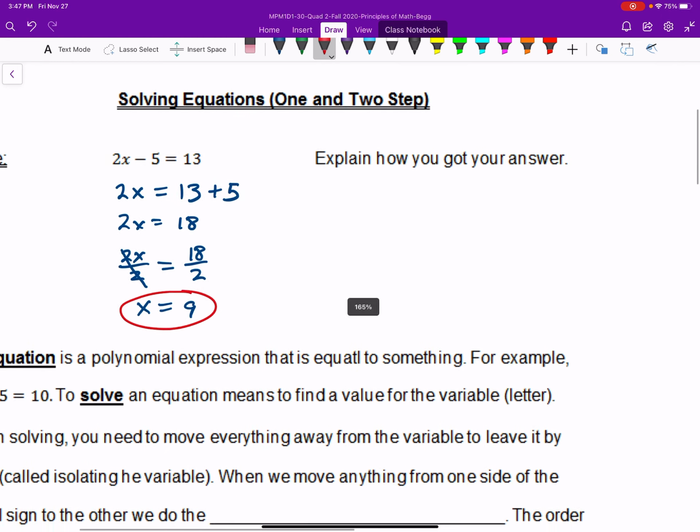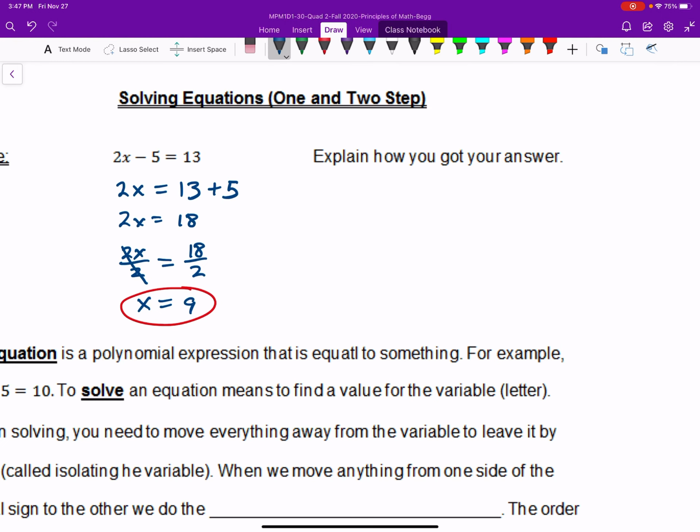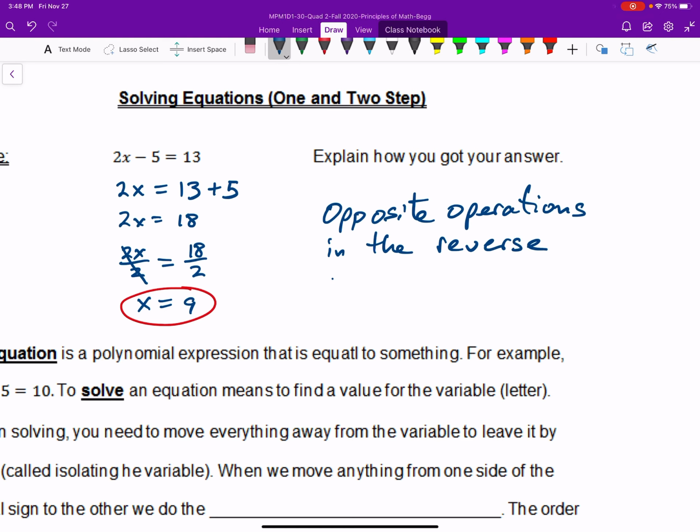Now, if I wanted to just explain it for short, the way I remember it is: opposite operations in the opposite, let's call it the reverse, order of operations.